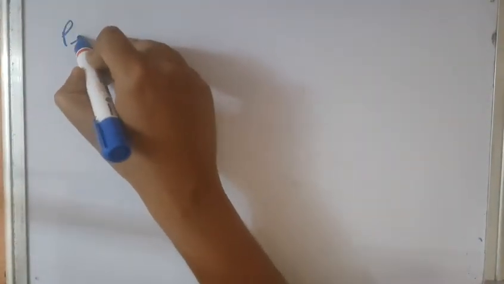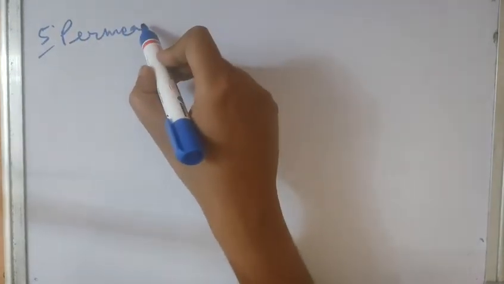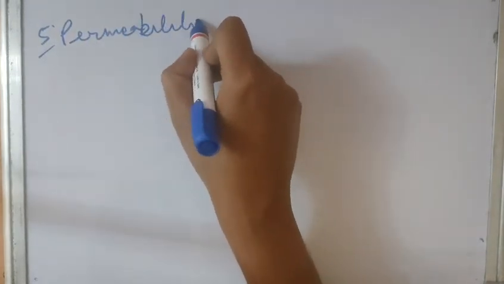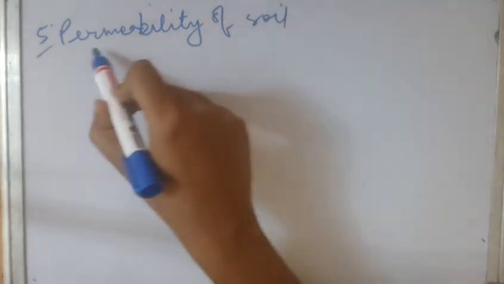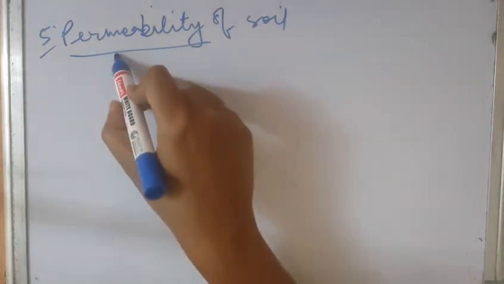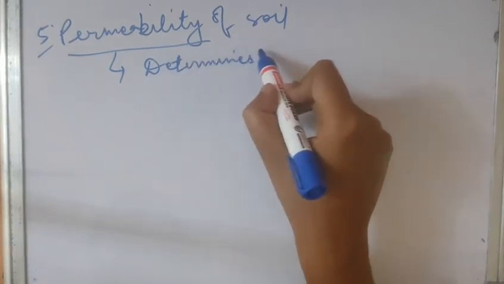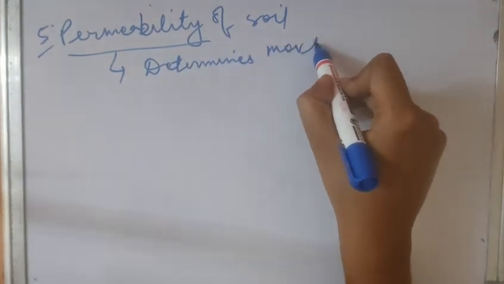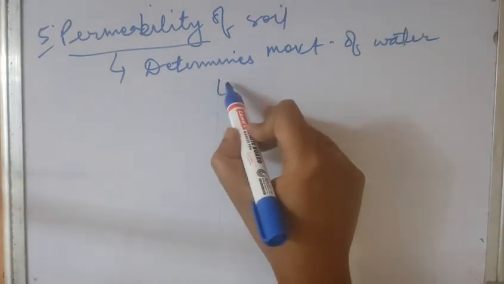Now moving on to permeability of soil. This is the fifth physical property. Permeability is the characteristic of soil that determines movement of water through pore space. What it does? It determines movement of water through pore space.